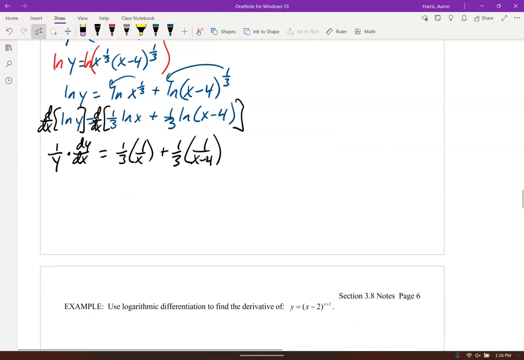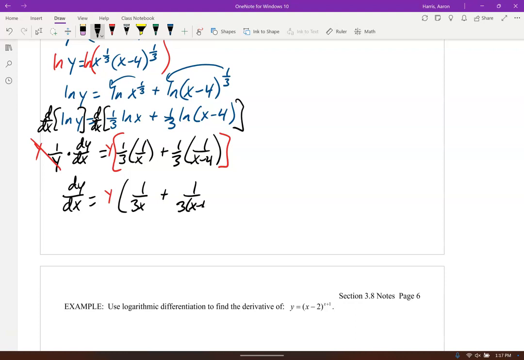And now what I do is I'm going to go ahead and I got to solve for dy dx, right? I want to solve for y prime. So let's go ahead and multiply this side by y and this whole side by y. And so we got dy dx equals that awkward y right there. And then 1 over 3x plus 1 over 3 times x minus 4.